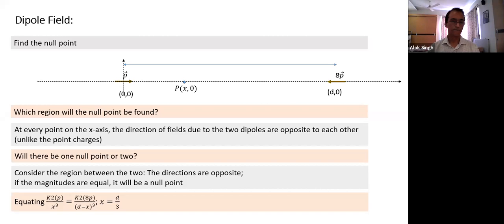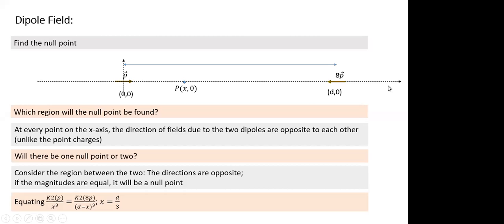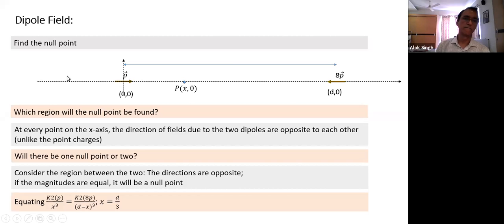Anyone? Is there only one null point? Suppose I take a point on the right hand side. Can there be a null point here? No, sir. Why can't there be? Sir, because it's closer to the dipole of greater magnitude. But what about this side? Here we can have one more null point. We can have one more.